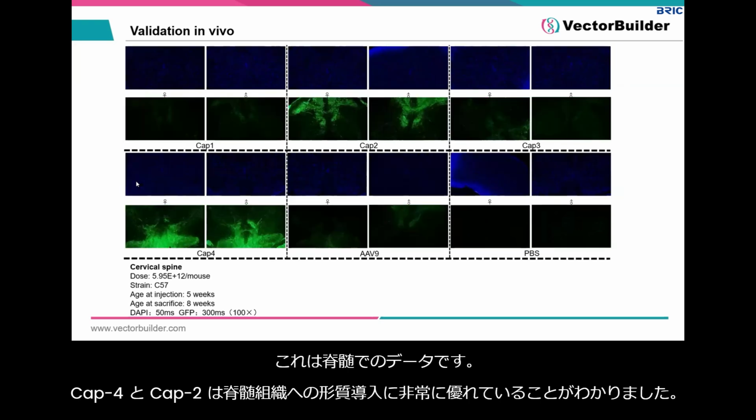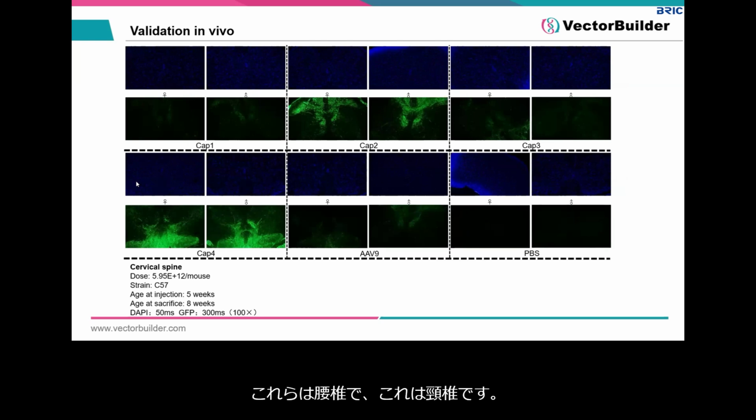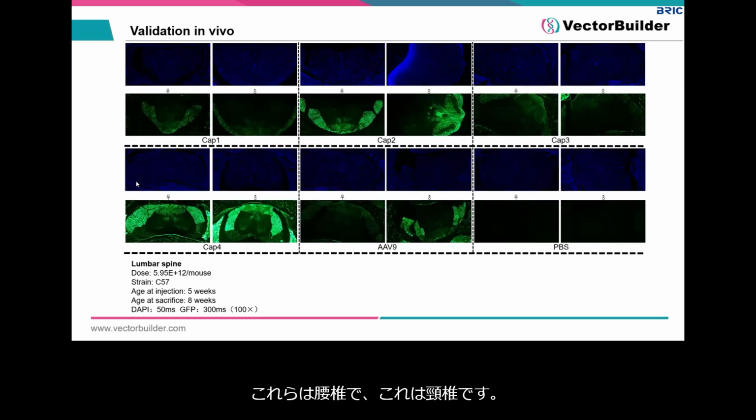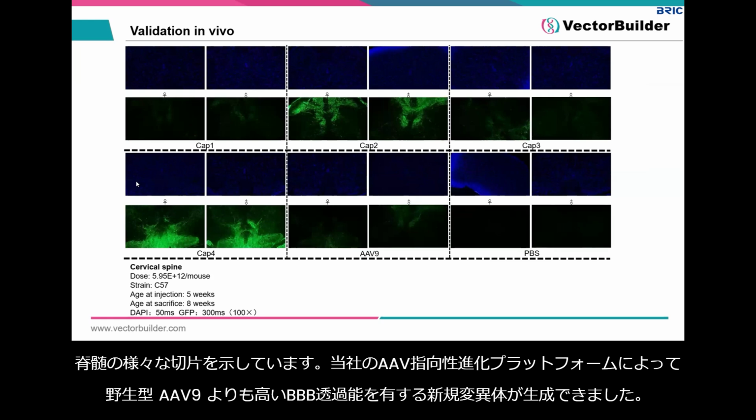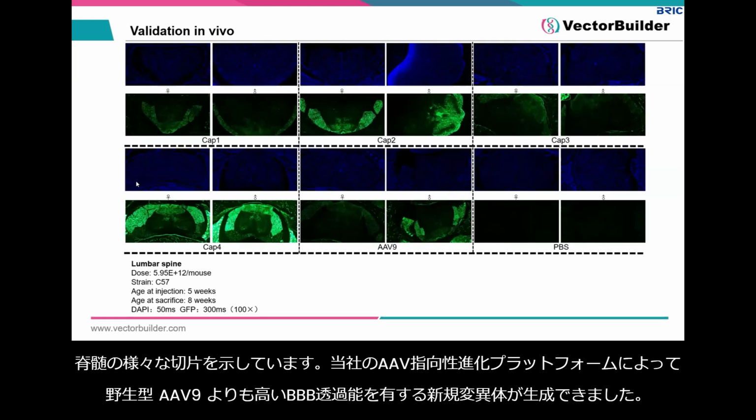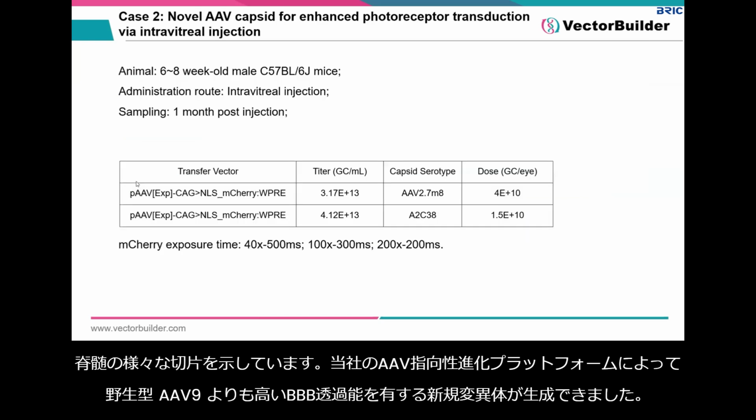So here are the spinal cord data. We also found that CAP4 and CAP2 are very good at transducing the spinal cord tissues. So these are the lumbar spine, and this is the cervical spine. We look at different sections of the spinal cord. Compared to wild-type AAV9, we can show you through our platform of AAV evolution, we can generate novel mutants that are more capable of BBB penetration compared to wild-type AAV9 capsids.